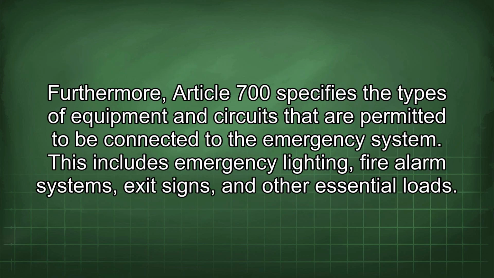Furthermore, Article 700 specifies the types of equipment and circuits that are permitted to be connected to the emergency system. This includes emergency lighting, fire alarm systems, exit signs, and other essential loads.